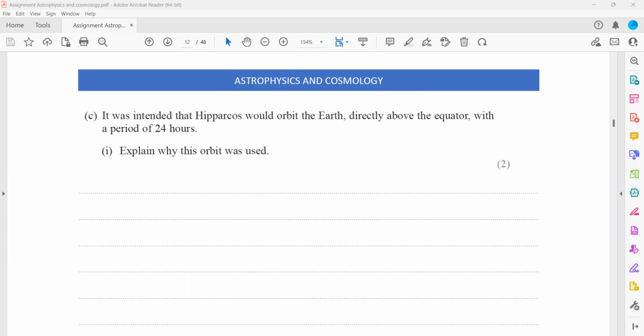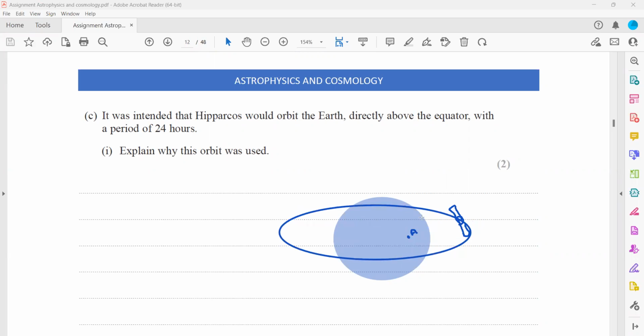Because if the period is 24 hours, same as the Earth, it will be a geostationary satellite. It means it will remain at the same point relative to the Earth. So when we observe this star, say position A represents the observatory here, and this is a satellite. If it is a geostationary satellite, then as the Earth is moving, the satellite will remain at the same point.